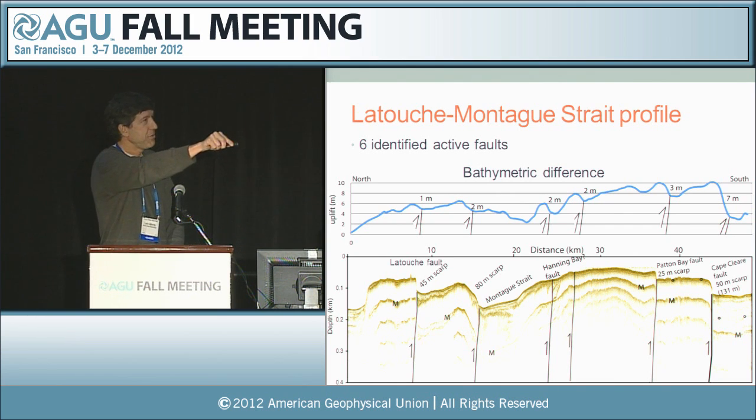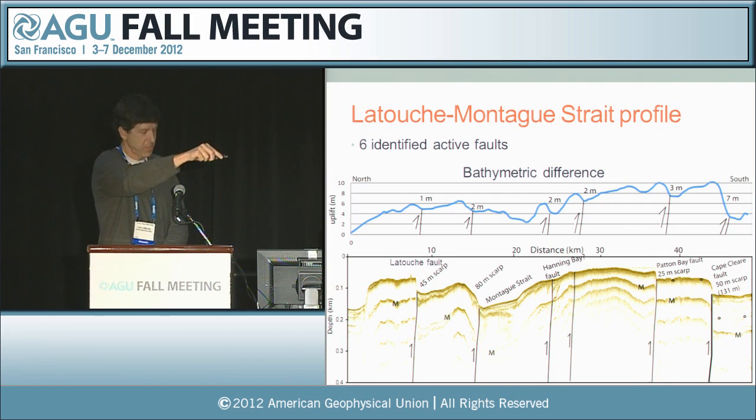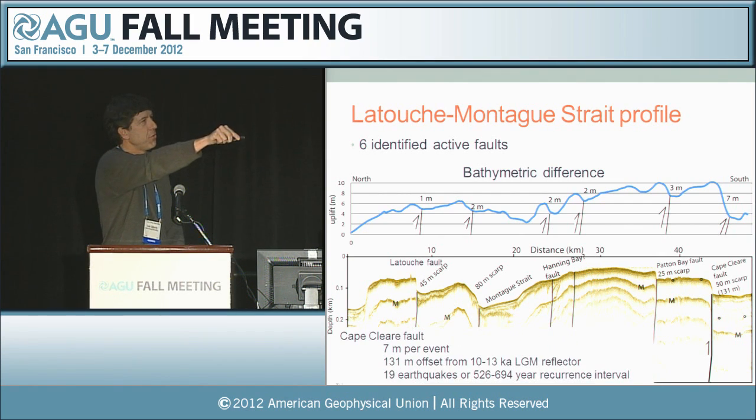Now, these little dots are my pick for the last glacial maxima. We can actually track this reflector offshore to another profile that I'll show you in a minute. And if you look at the uplift from that, it's about 131 meters between what we would call the top of tertiary here and the top of the last glacial maxima.